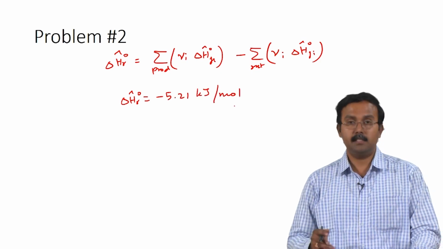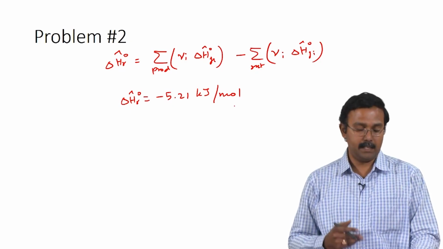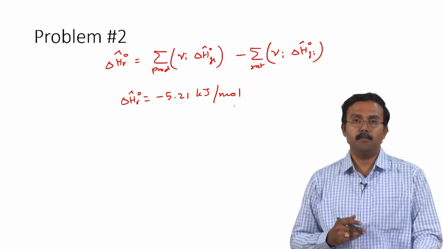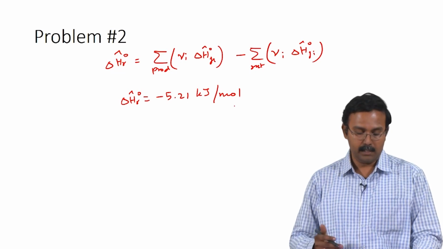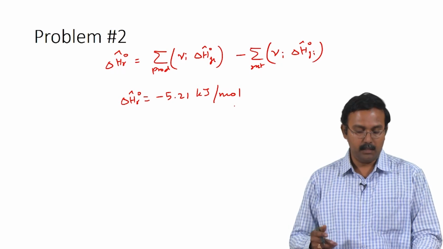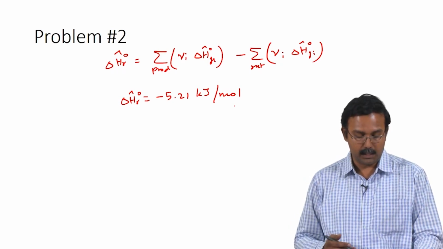As you can see, it is significantly different from the heat of reaction at 600 degrees Celsius. At 600 degrees Celsius, the heat of reaction was minus 3.453 kilojoules per mole, whereas here it is minus 5.21 kilojoules per mole, almost a difference of 50% compared to the 600 degrees Celsius.